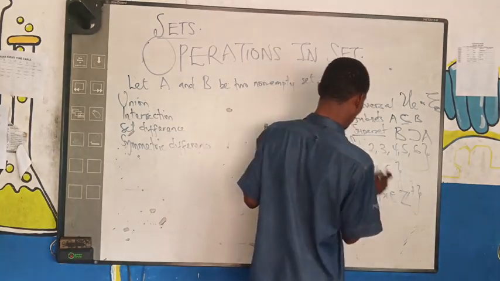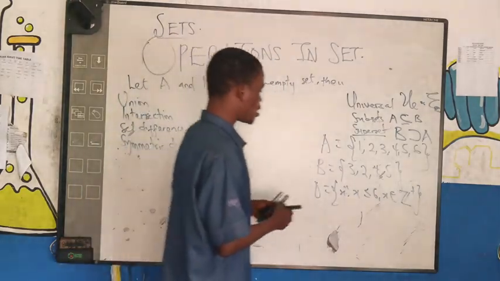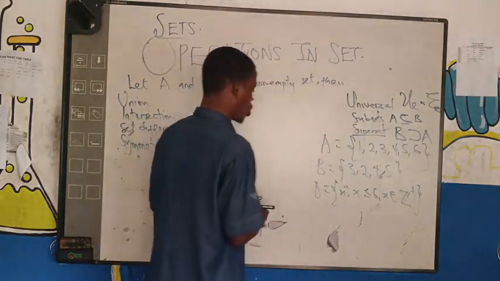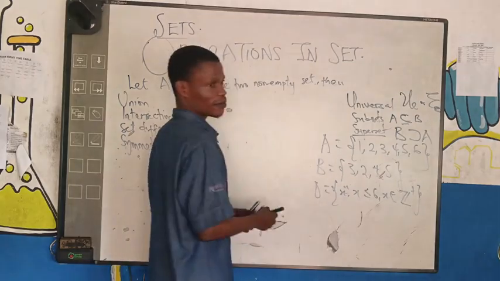And S is a positive integer. Now look at this first set. Look at the elements in A. I want to show now what the relationship is between A and B.